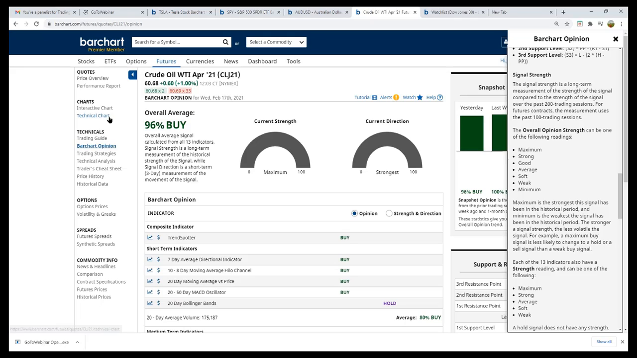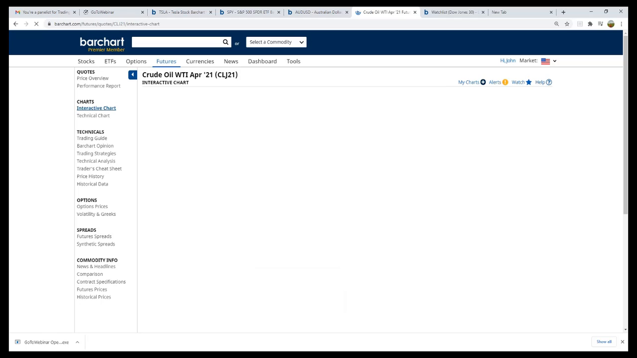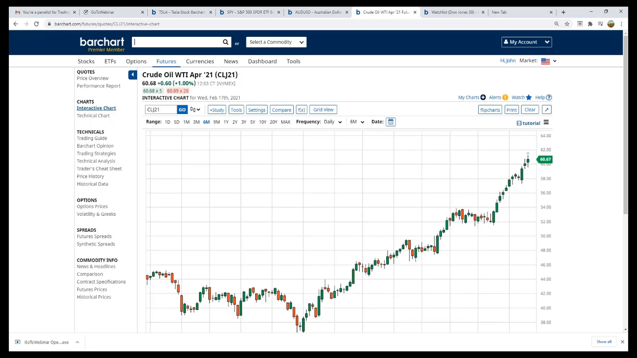All right, so let's go and look at crude oil. We see that our strength here is 100%, right? And if we look at our chart, we see that our car is moving forward, and in the last few weeks it's moving forward at a very rapid rate, right? A very strong speeding trend.